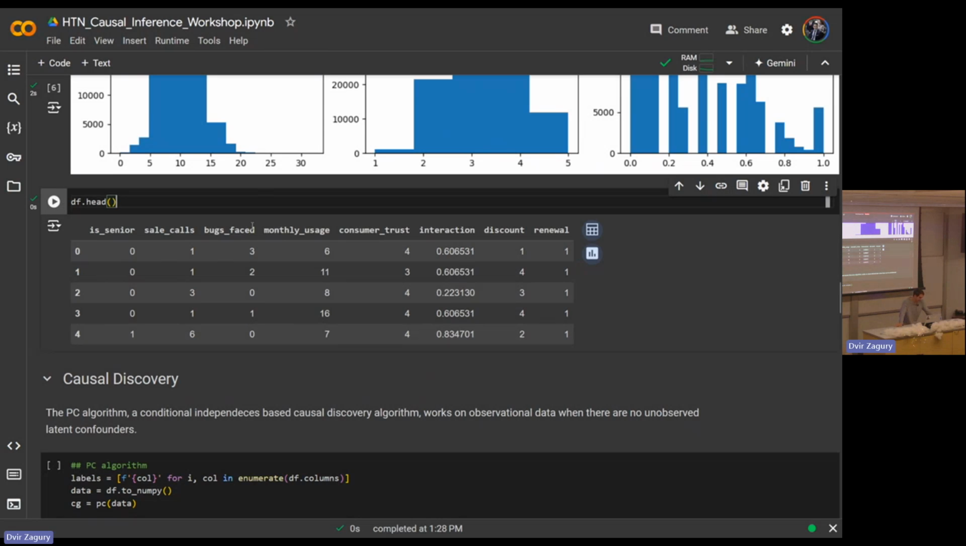make sense of this. So for example, if someone is not senior and has had one sales call and faced 3 bugs, uses the product 6 times a month, and has a somewhat high trust score, maybe it's through surveys or anything, but their interaction is just about 0.6. If we give it a discount, he'll probably renew. That's the sort of problem we're dealing with. And if there's another person, we can read it in all different ways.